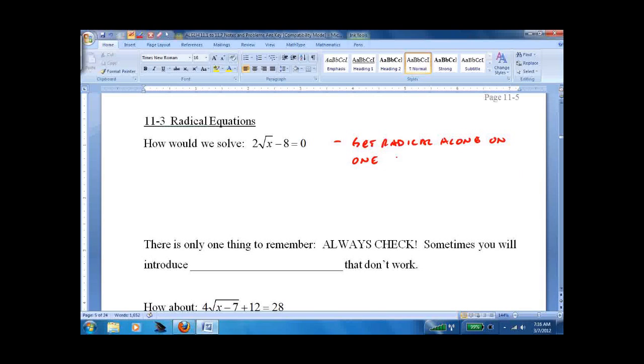Now, if something's being multiplied against it, we can actually leave it there, but for the time being, let's get it out of there. So to get this alone, we add 8 to both sides. Get 2 radical x equals 8. And I still want to get the radical alone, even though I could do it with this. So I got radical x equals 4.